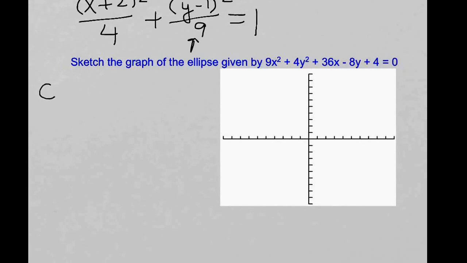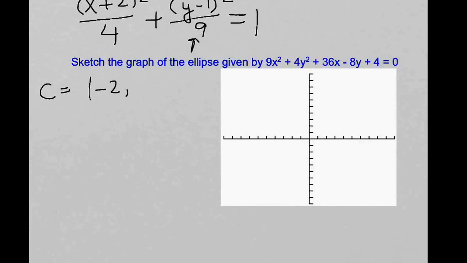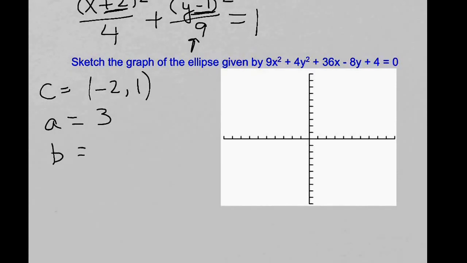The center is equal to (-2, 1). And that comes from our h and our k. Our a is equal to the square root of 9, which is 3. And our b is equal to the square root of 4, which is 2.